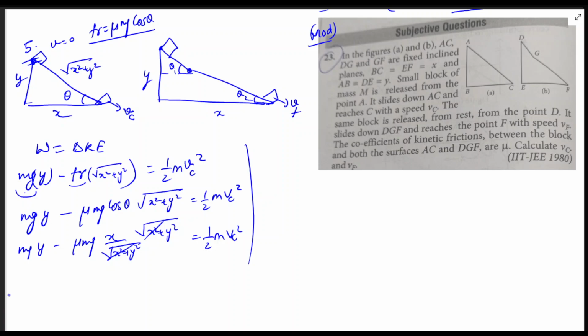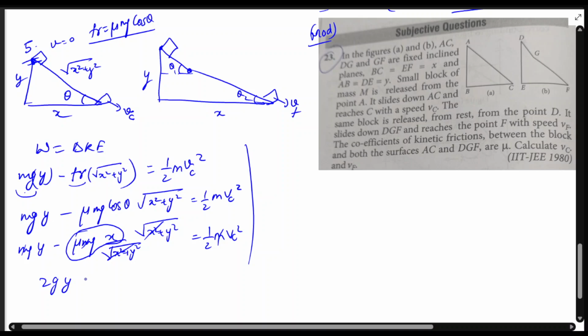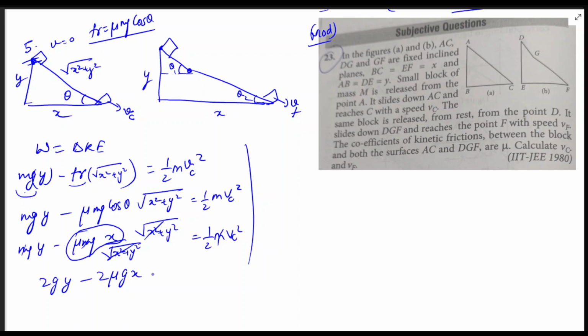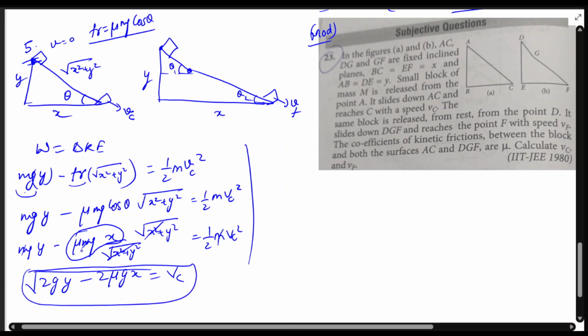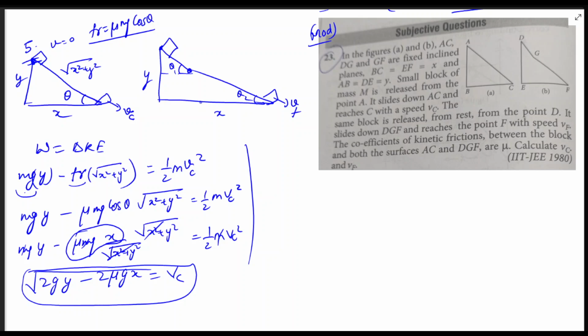This will get cancelled. So simply the work done by friction will depend on the horizontal displacement of the particle, right? So m will get cancelled. So it will be 2gy minus 2 mu gx, and vc is under root, right? Okay, so look, the friction only depends on the horizontal displacement. So here it will be the same, right?